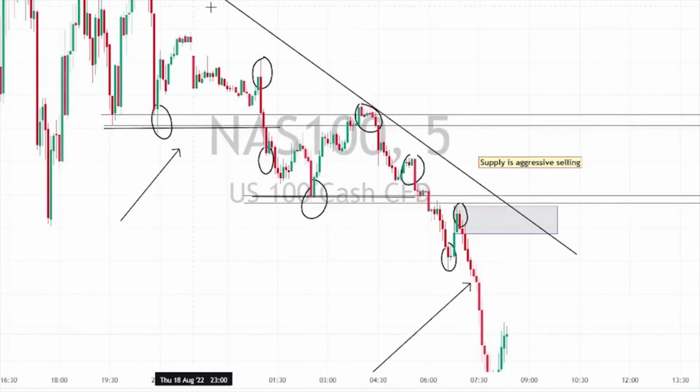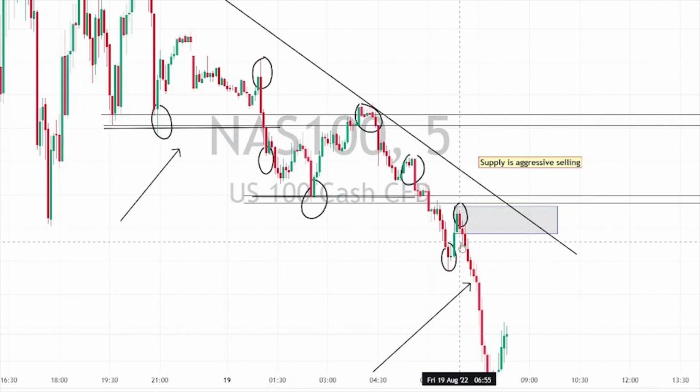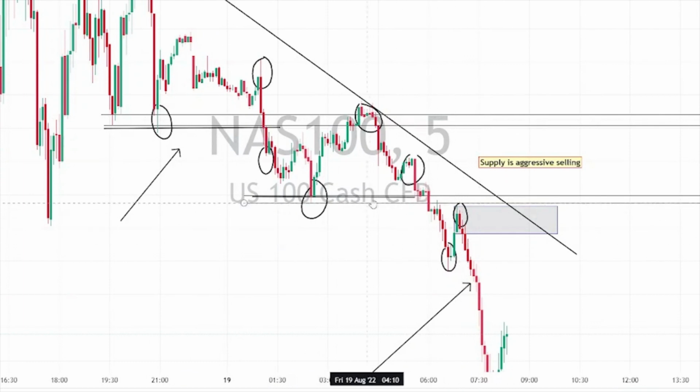It's a clear downtrend. That is the origin of a trend line: the lower highs and lower lows, then the higher highs and the higher lows.